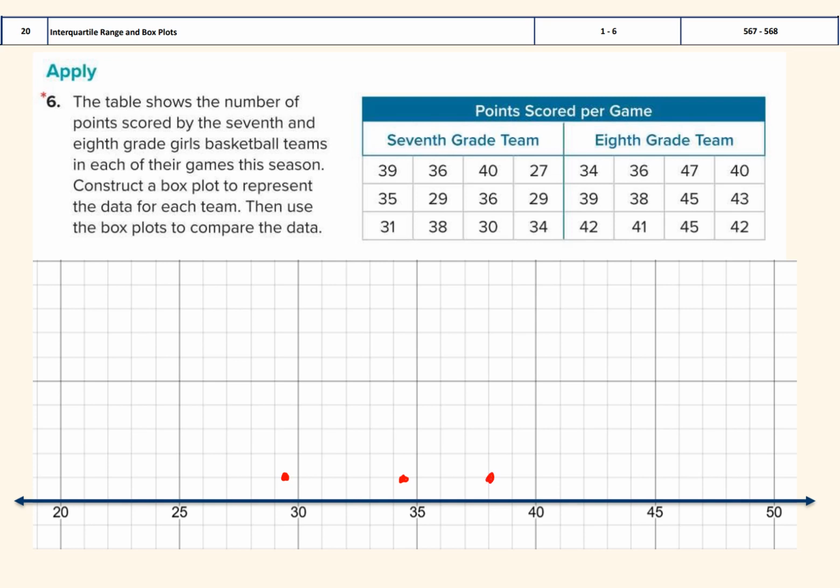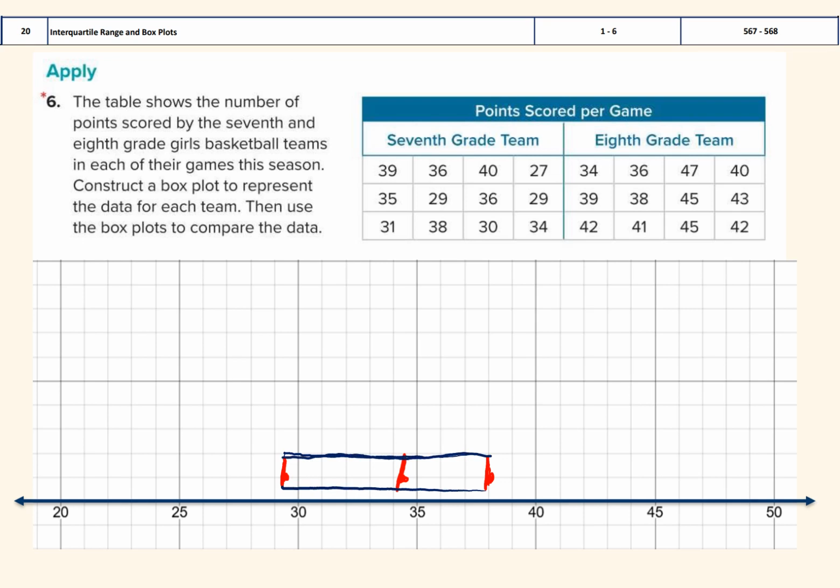So these points are very essential to make a correct box plot: Q1, median, Q3. Then I'll start making my box this way. I will make small vertical lines, and then I will join them this way. Okay? So this is the box.